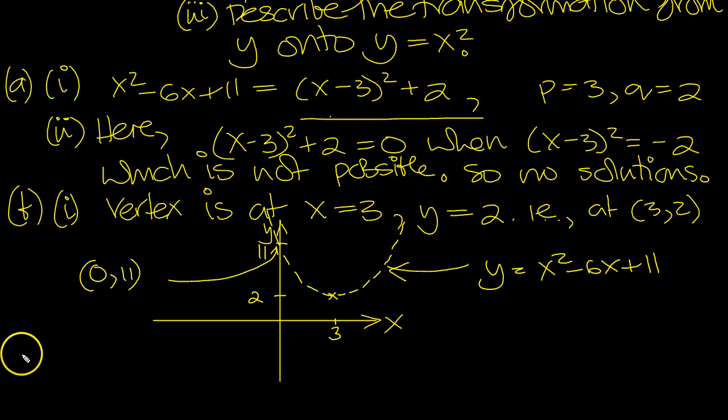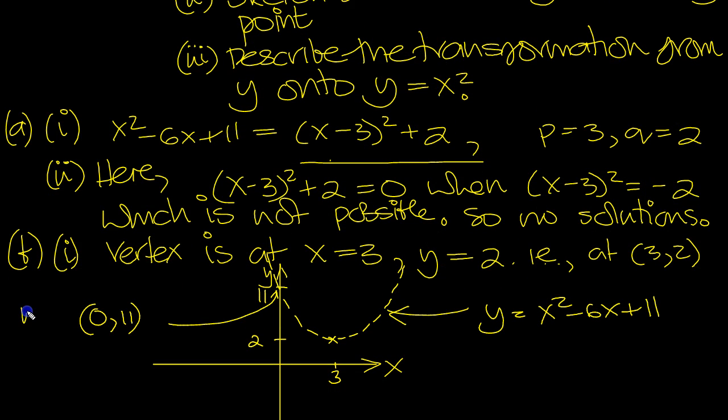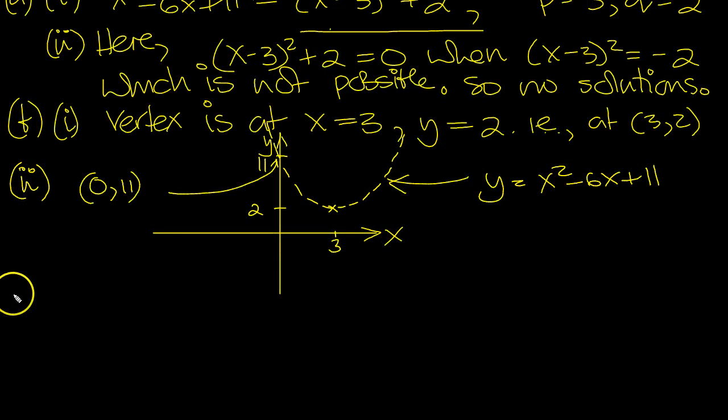Part 3 now, rather. I think I've sketched it. Yeah, that was part 2. Now part 3. Describe the transformation of this curve onto y equals x squared. So part 3.